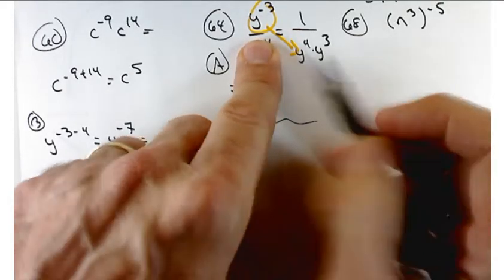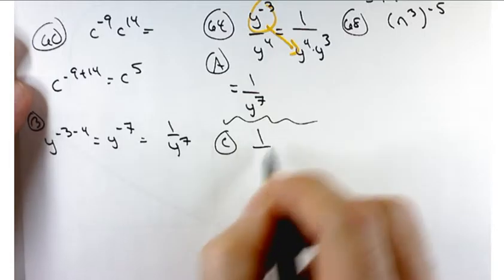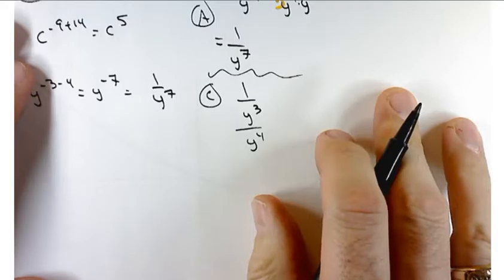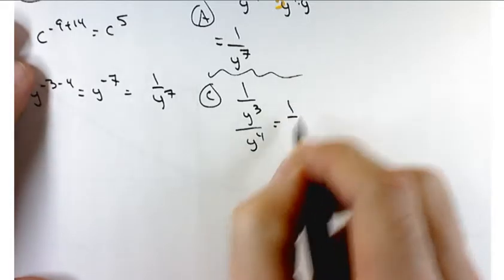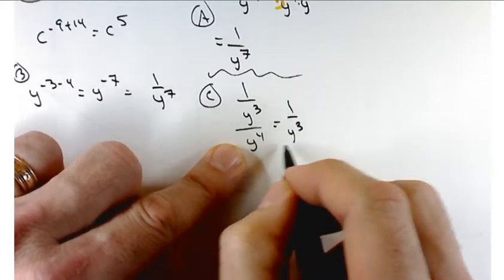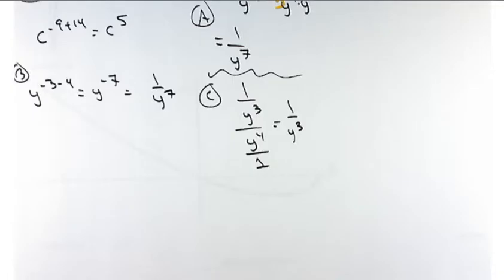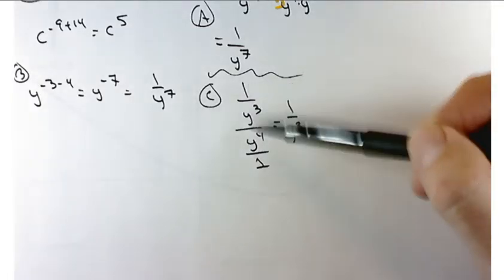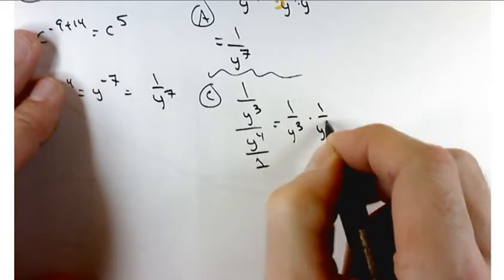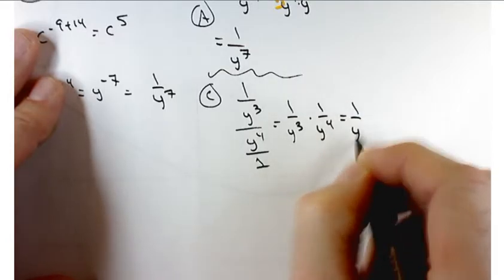Some of you liked the reciprocal idea. So you said, all right, well, that's 1 over y cubed divided by y to the 4th. If you're careful, you can make this one work as well. Y to the 4th in the denominator is really y to the 4th over 1. So if I'm dividing by a fraction, I got to multiply by the reciprocal. Y to the 3rd times y to the 4th gives you 1 over y to the 7th.